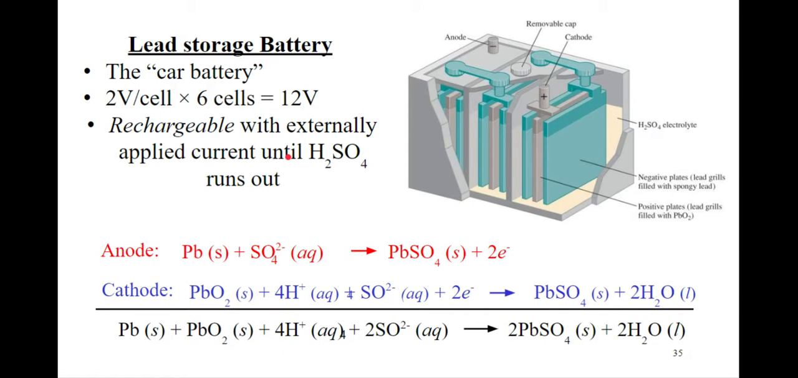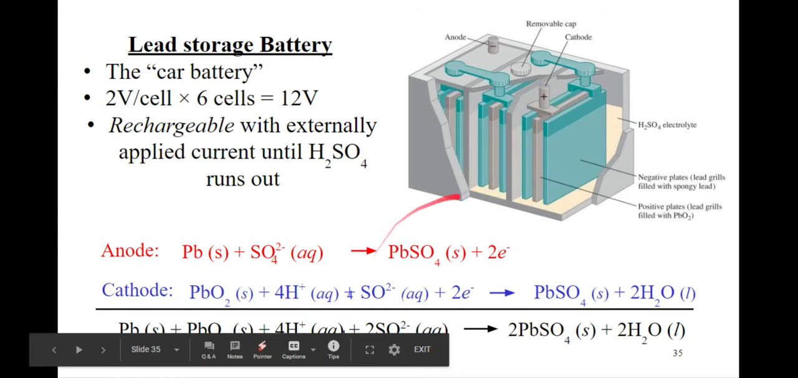If you apply a current, which typically, your car really only runs off the battery to get started. Once it's started, your alternator converts rotational energy from your car moving into electrical energy, and applies a higher voltage to pretty much send this reaction backwards.